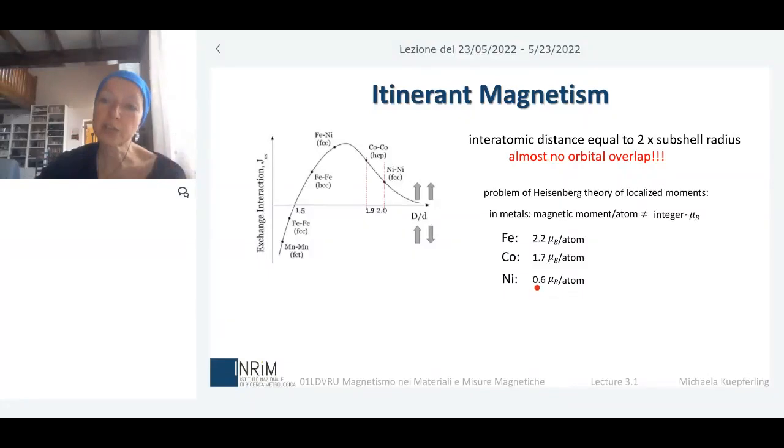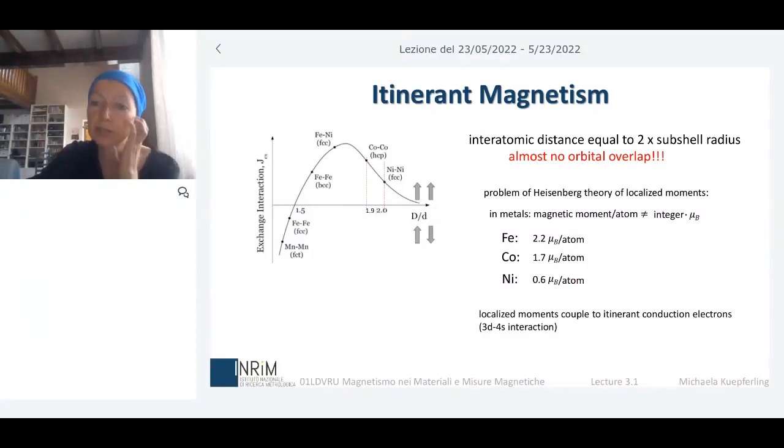So this fraction of magnetic moment per atom suggests that different atoms divide among them the magnetic moment of electrons, for example. And this brings us, of course, to the fact that free electrons or conduction electrons in metals have to contribute somehow to magnetism. And in fact, localized moments couple to itinerant conduction electrons through the 3D-4s interaction. And this brings us to band magnetism.